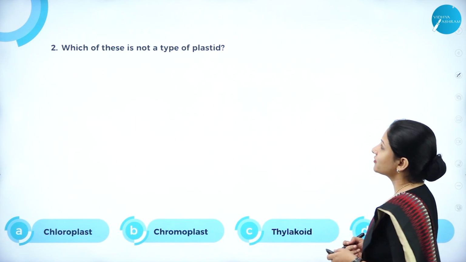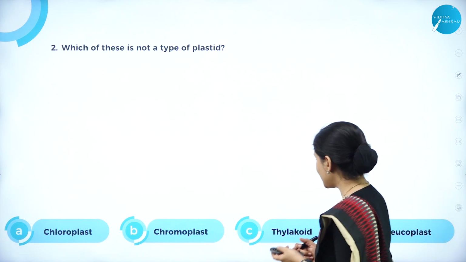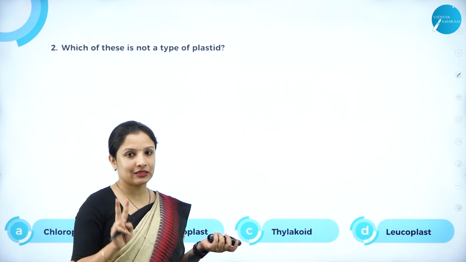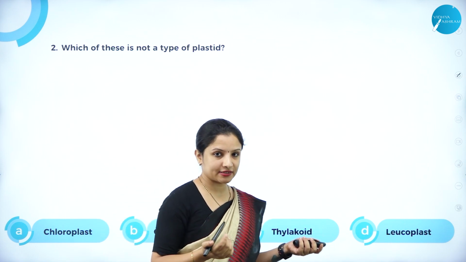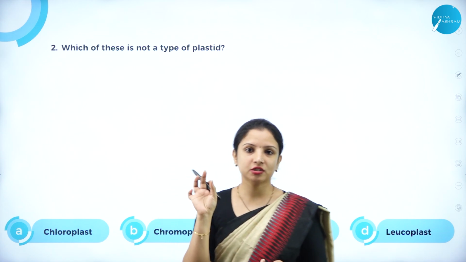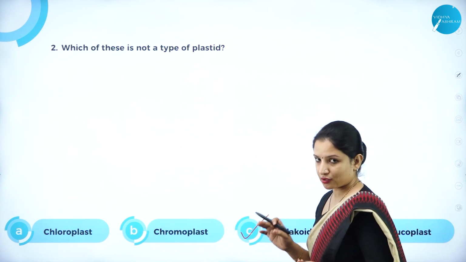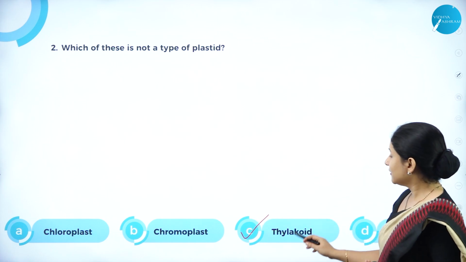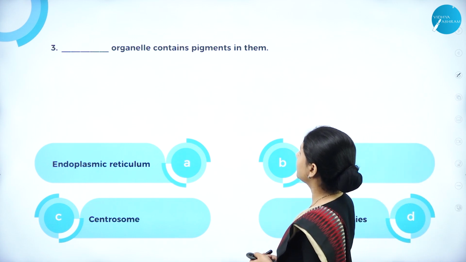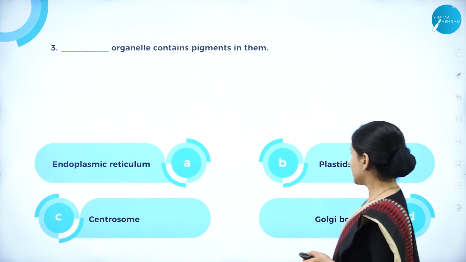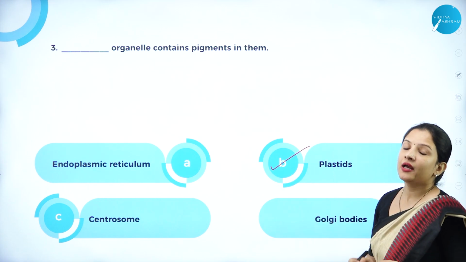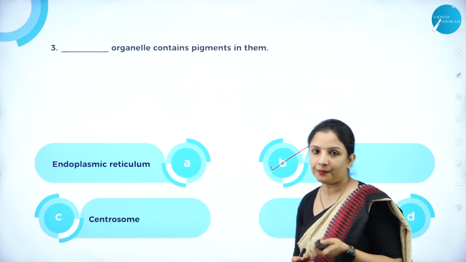Next, which of these is not a type of plastid? Chloroplast, chromoplast, thylakoid, leucoplast. Chloroplast and chromoplast are two colored plastids. Leucoplast is a colorless plastid. Thylakoids are the sac-like structures present in the chloroplast, which contain the chlorophyll pigment. Therefore, the right answer here is thylakoid, which is not a kind of plastid. Next question, which organelle contains pigments in them? Endoplasmic reticulum, plastids, centrosome, Golgi body. Plastids contain pigments in them, especially the chromoplast and the chloroplast.